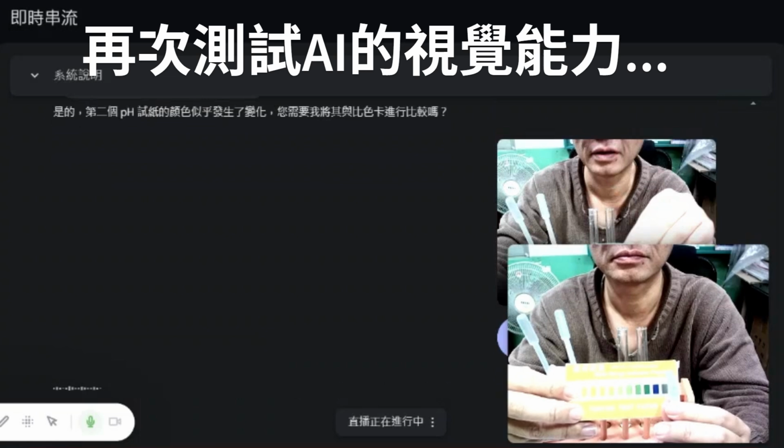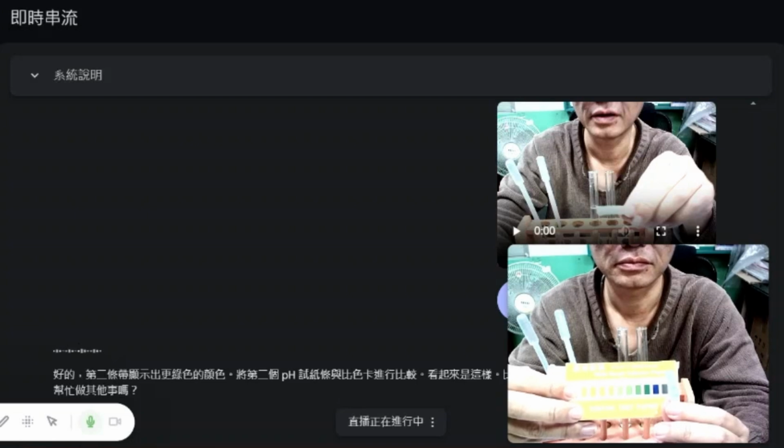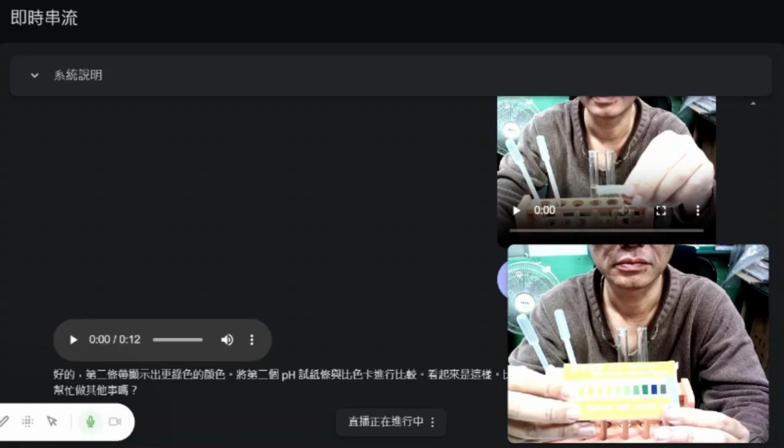Okay, the second strip is showing a more green color. Comparing the second pH strip to the color chart, it looks like it matches the color that indicates a pH around 7.5. Would you like me to assist with anything else?